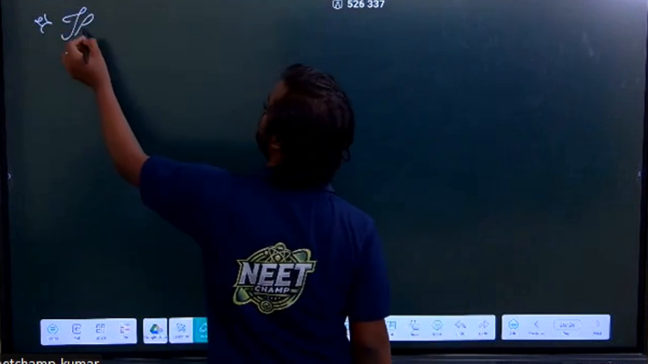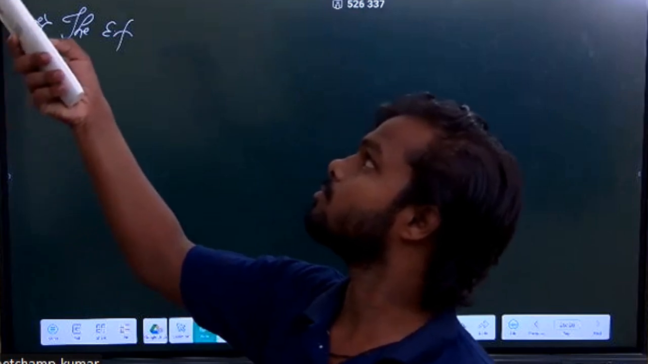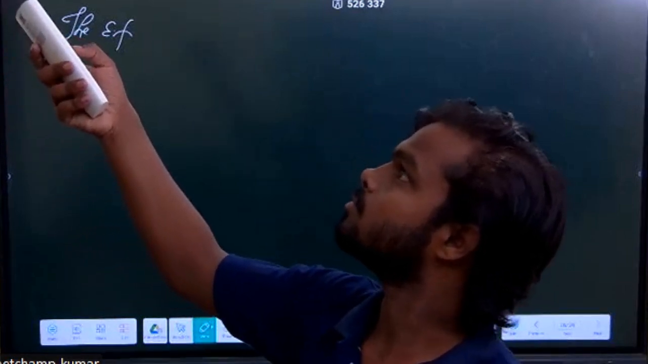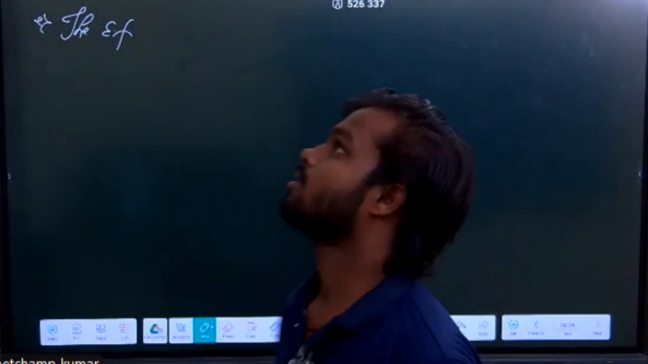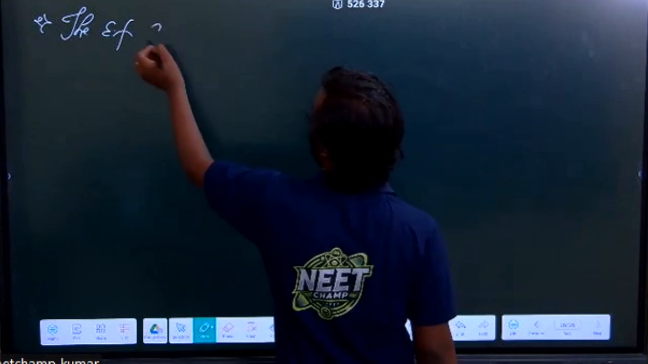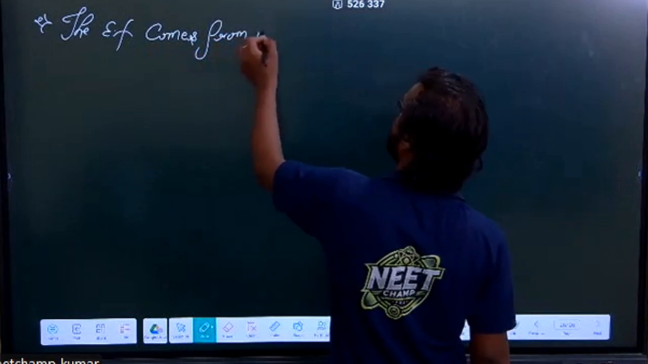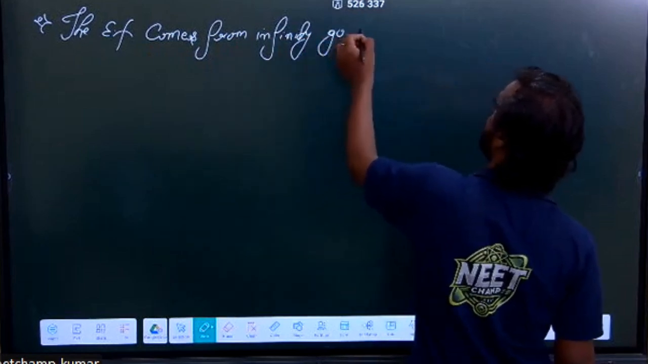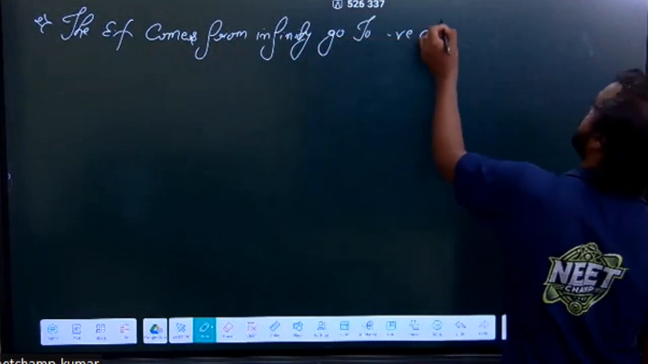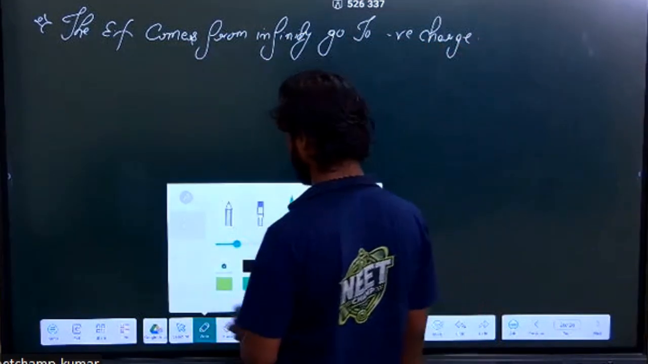The electric field lines come from infinity and go to the negative charge. Okay, electric field lines come from infinity and go to negative charge.